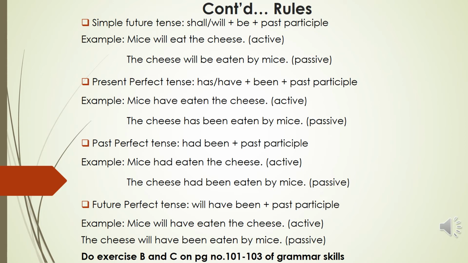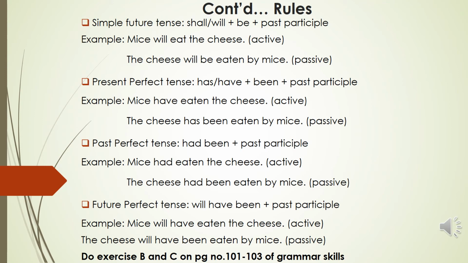Now, if your active sentence is in past perfect tense, you will use had been plus past participle. For example, mice had eaten the cheese. It is in the past perfect tense. Now the passive will be: the cheese had been eaten by mice. Again, the use of the word been with the third form of verb, eaten.